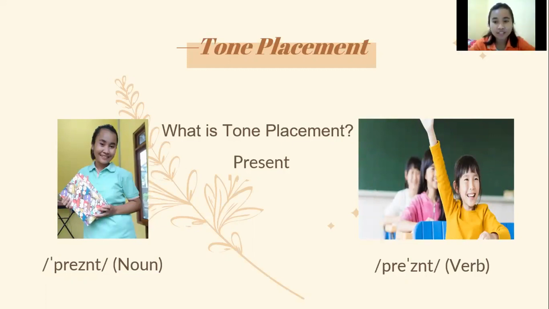Okay, next one is tone placement. Tone placement, or stress, reflects a change in its category and makes changes in meaning. For example, present. It is a noun when we have stress in the first syllable, and the meaning is a thing given to someone as a gift. And with the stress in syllable 2, present is a verb, and the meaning is that a student attends class.